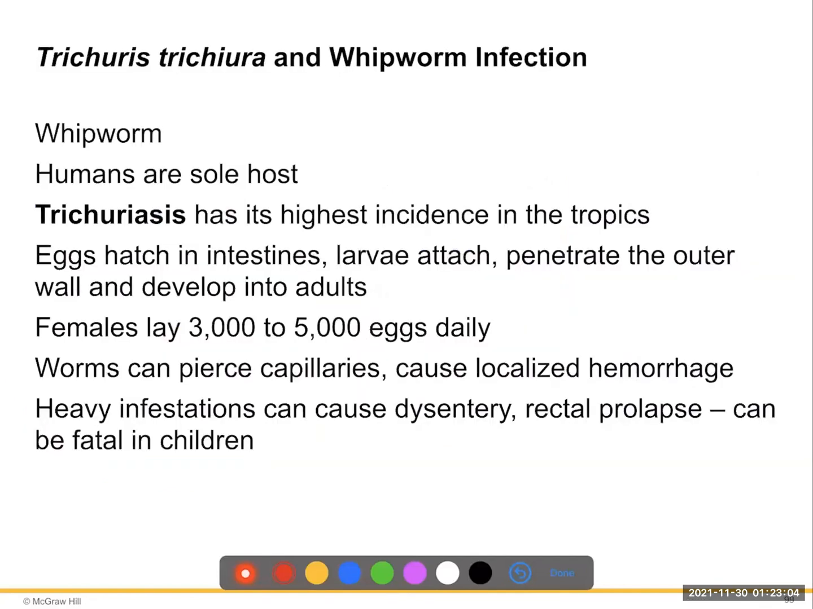Okay, whipworm. Humans are the sole host for whipworm, Trichuris trichiura. Trichuriasis has its highest incidence in the tropics. Eggs hatch in the intestines. The larvae will attach, penetrate the outer wall, and develop into adults. So these ones attach to your surface. Females lay 3,000 to 5,000 eggs daily. Worms can pierce the capillaries and cause localized hemorrhage. Okay, as it breaks through your capillaries, you bleed into those areas. Heavy infestations can cause dysentery, rectal prolapse, and can be fatal in children.